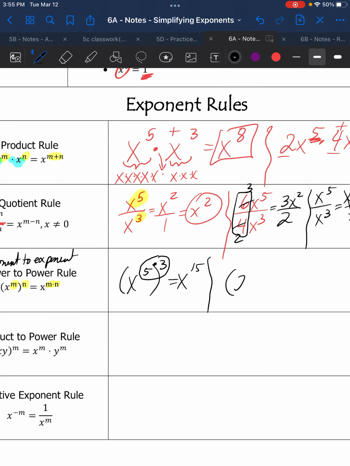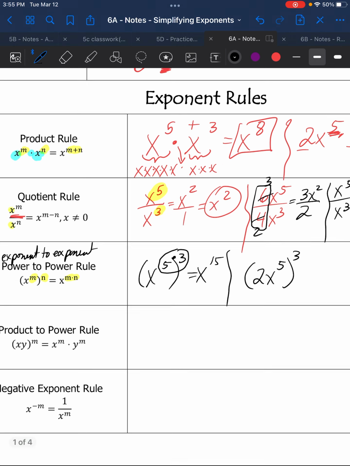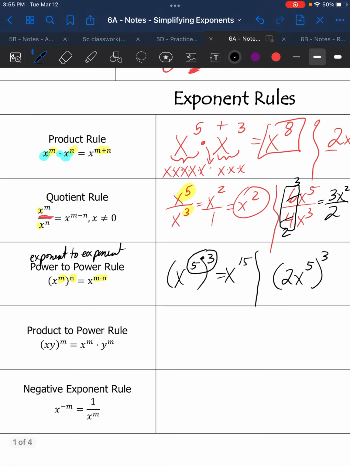Now if I have a coefficient that's involved, say 2x to the fifth raised to the third, this is actually the product to power rule. So I'll do that down here. We have 2x to the fifth to the third, and what's going to happen is that 3 is going to go to the 2, so it's 2 to the third. And then it's power to power, so that's 5 to the third.